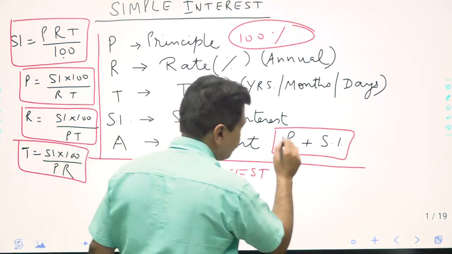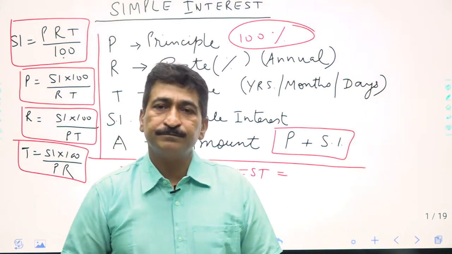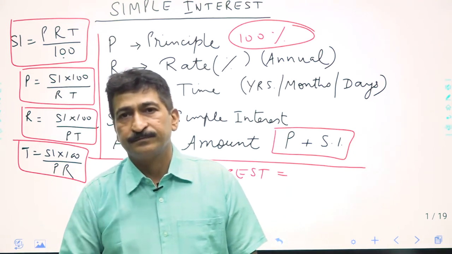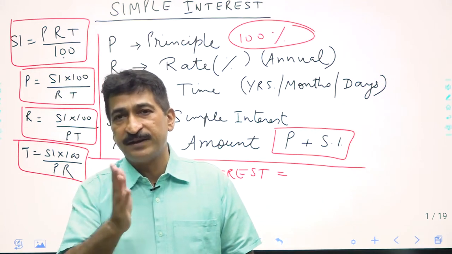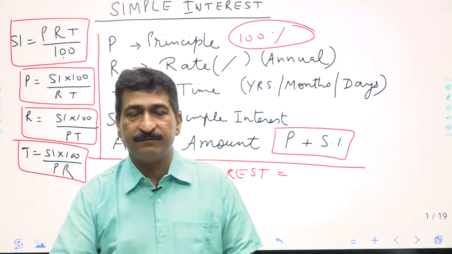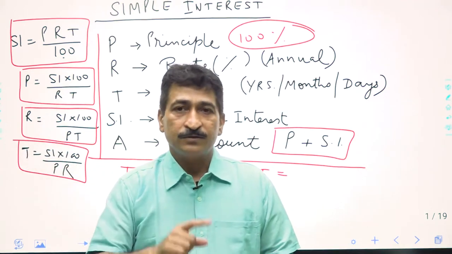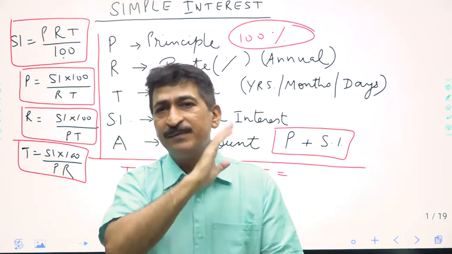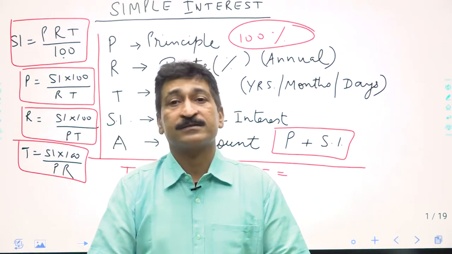Suppose I give money to Shyam at 5% rate of interest for 4 years. What does simple interest say? Simple interest says that interest is same every year. So 5% first year, 5% second year, 5% third year, 5% fourth year. Every year the interest is same. So 5% into 4 years. Can I say that I will be collecting a total of 20% interest from Shyam? 5 into 4? I can directly take 20% from Shyam? Yes, I can take.